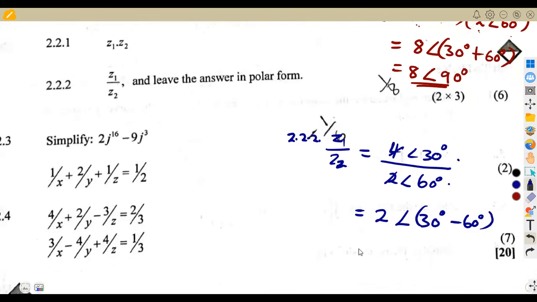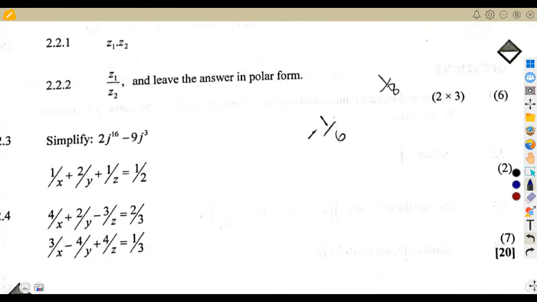This one minus this one. So it's going to be 2, angle of 30 minus 60, which is minus 30 degrees. Okay, so that was going to be our resultant, or our answer in polar form. As you can see already, it's in polar form. So that was just direct.